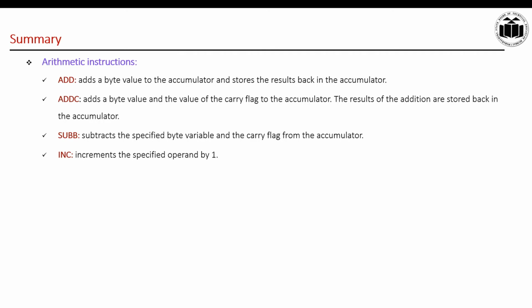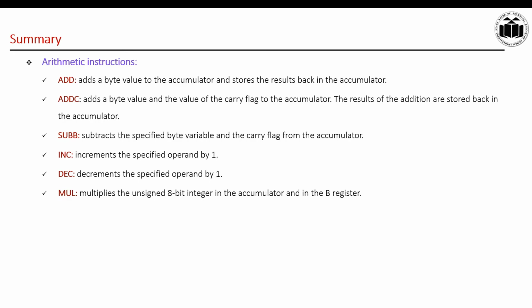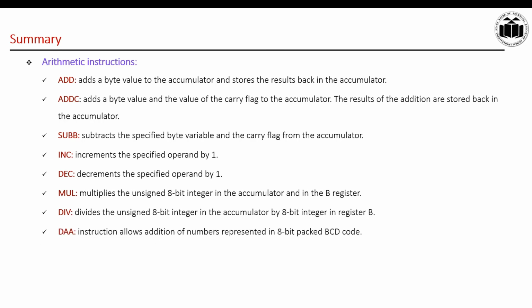INC. This instruction increments the operand by 1. DEC. This instruction decrements the specified operand by 1. MUL multiplies the unsigned 8-bit integer in accumulator and in register B. DIV. This instruction divides the unsigned 8-bit integer in the accumulator by 8-bit integer in register B. DAA. This instruction allows addition of numbers represented in 8-bit packed BCD code.